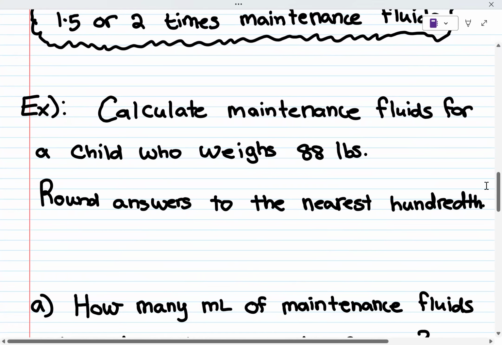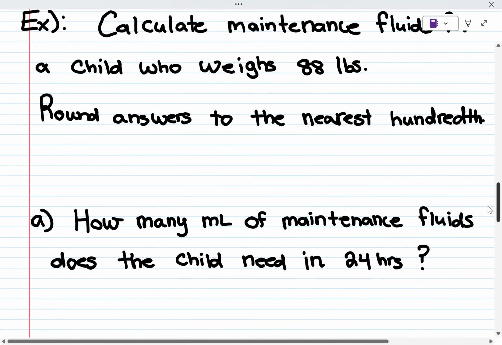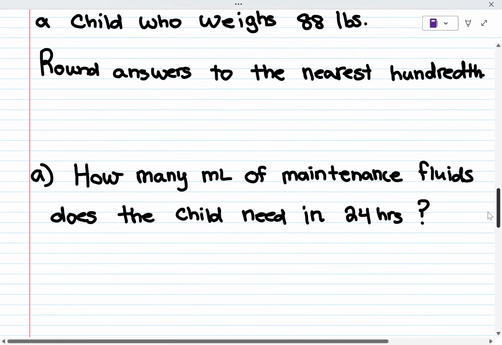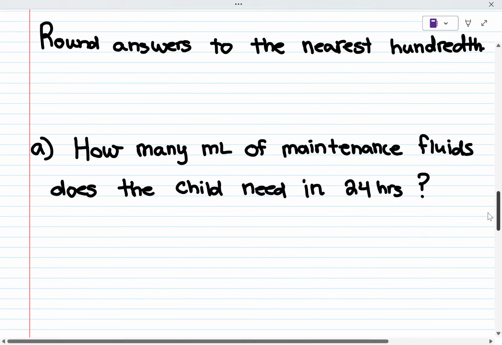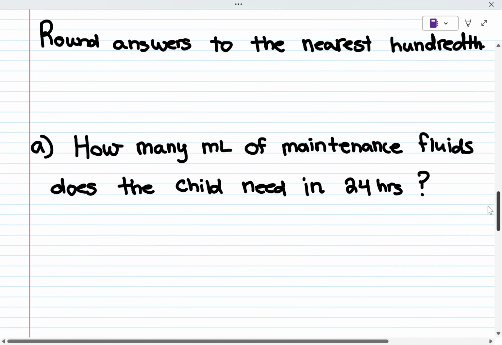Okay, so let's do example one. Example one says calculate the maintenance fluids for a child who weighs 88 pounds. Round the answer to the nearest hundreds. The first thing I would do is part A. Part A says, how many milliliters of maintenance fluids does the child need in 24 hours?